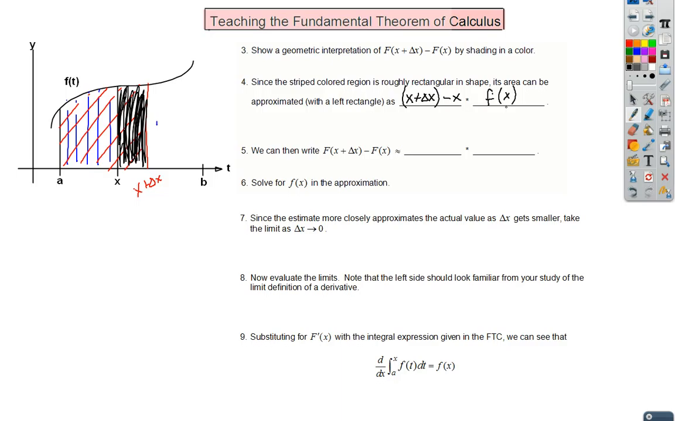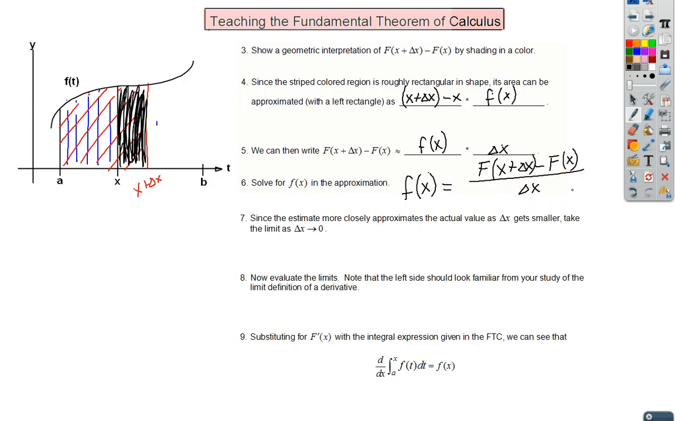So therefore, I can go ahead and write this region as little f of x times delta x. Solve for f of x in this approximation. So I'm going to go ahead and do that. When I approximate this, I can just say that f of x is going to be equal to big F of x plus delta x minus big F of x, all over delta x.